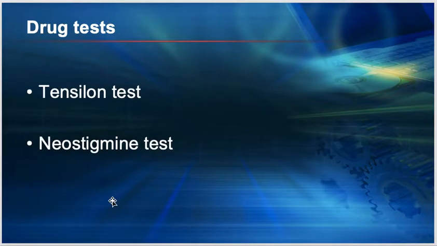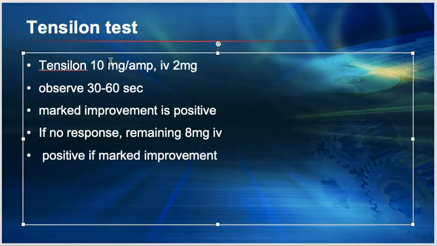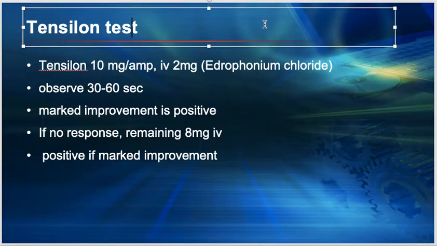Now, to diagnose or to do the test, we can do a tensilon test and we can do a neostigmine test. What is a tensilon test? Tensilon is basically edrophonium chloride. What this drug is, basically, is a short-acting anticholinesterase, which is going to destroy what? Cholinesterase. Or simply, it will make more and more acetylcholine available at the receptor, right?